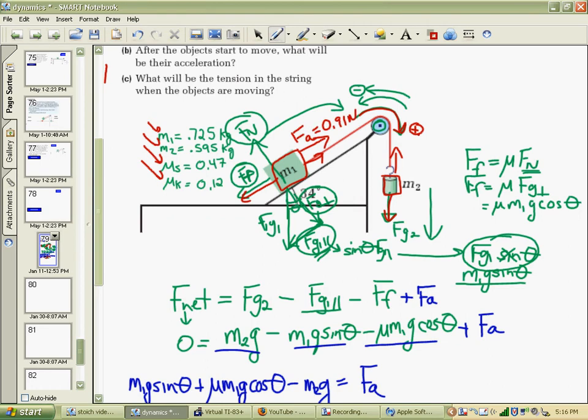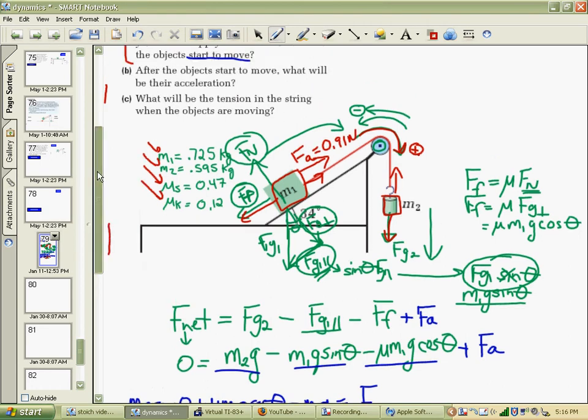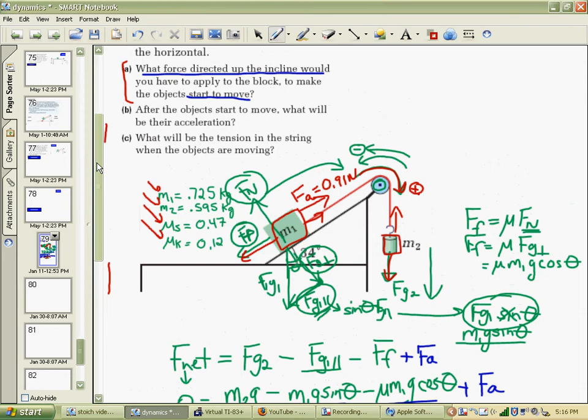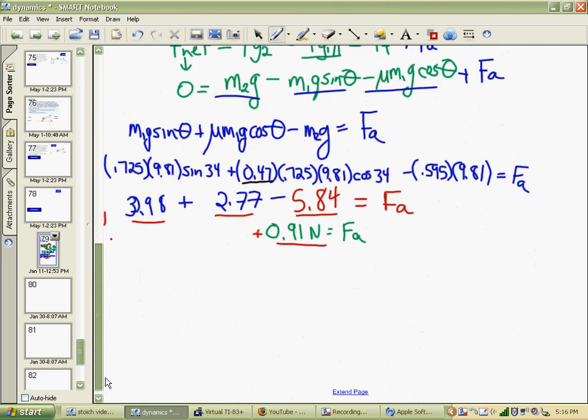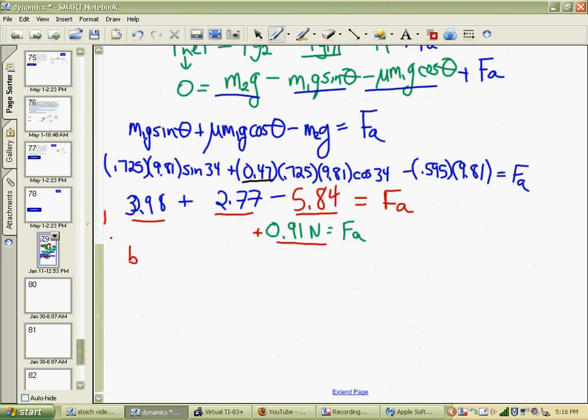Now, part B of this question reads, after the objects start to move, now they aren't standing still, once they start moving, what's the acceleration going to be? To get an acceleration, we need to know what F net is. So in part B, it's important that we get the net force, because we know net force is the mass times acceleration, and that's the total mass, so it'll be both masses in this case. But we've got to get F net. How are we going to get F net?